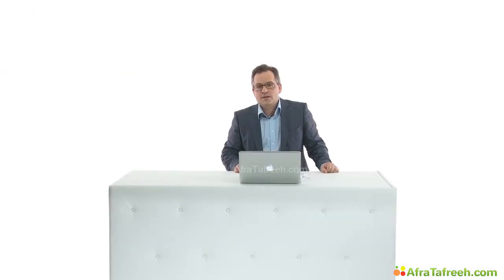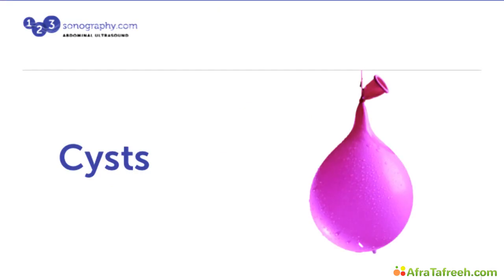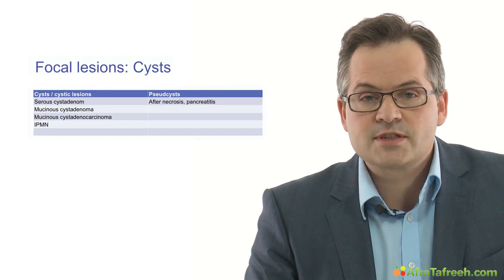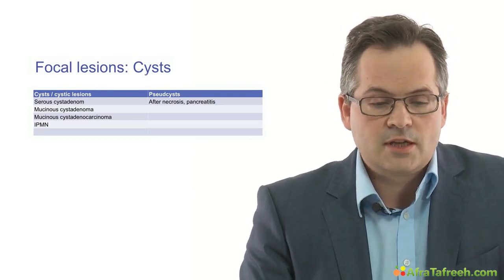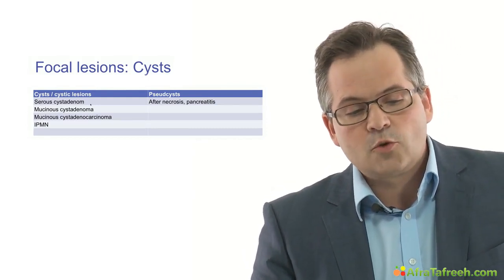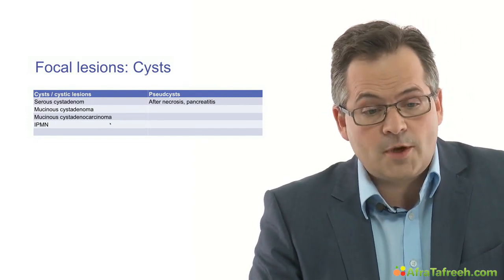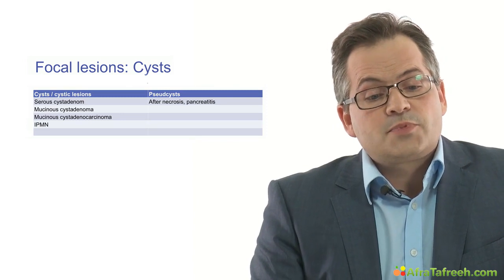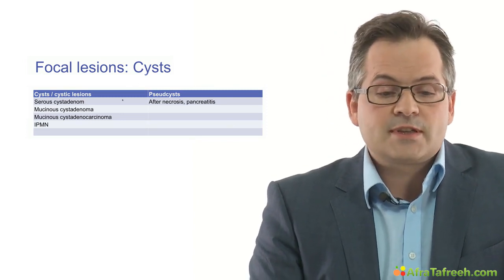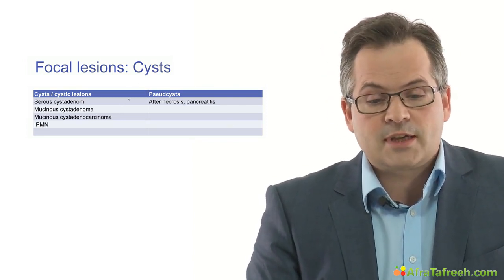We go on with focal lesions in the pancreas. There are quite a lot of cystic lesions in the pancreas, like serous cystadenoma, mucinous cystadenoma, and even cystadenocarcinoma. And there are pseudocysts, which appear after necrosis and pancreatitis.